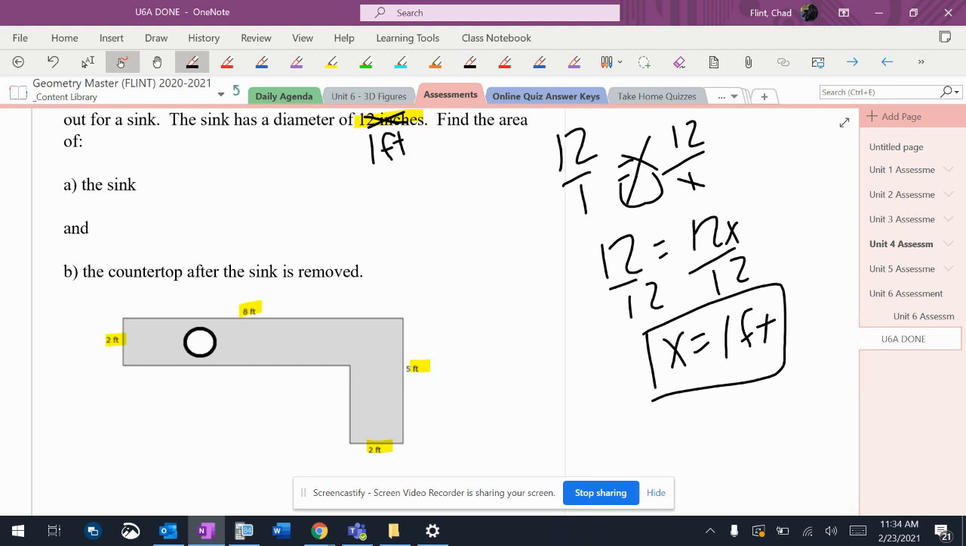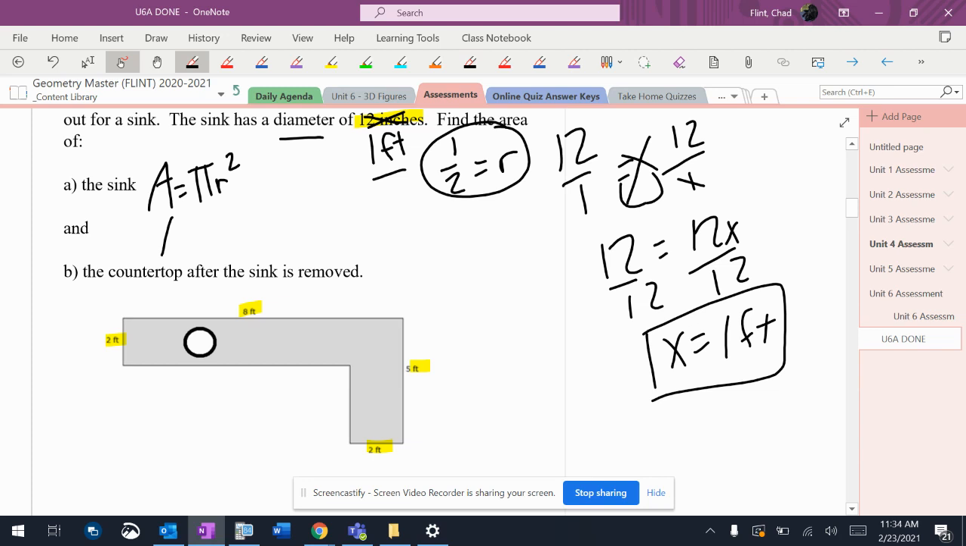The sink is a circle, so its area equals pi r squared. Now be careful, the diameter is 1 foot, so 1/2 is going to be the radius, 1/2 of a foot. So area equals pi times 1/2 squared. Now, again, the way you're looking at this question right now doesn't say what it's going to say on your test. Yours would have said to the nearest tenth. So I'm going to find this to the nearest tenth.